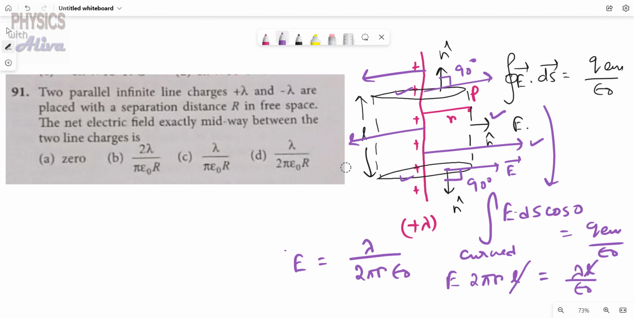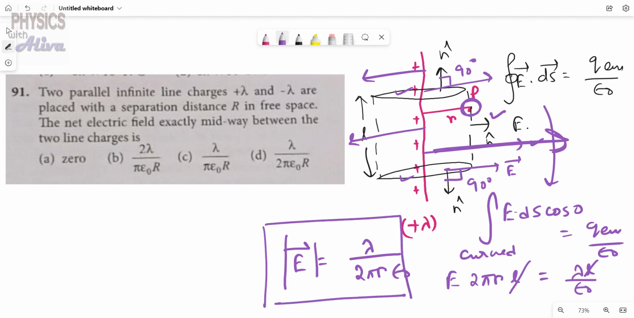Here we are only mentioning the magnitude, and the direction we know is along this side at point P. We are calculating the electric field at point P. Remember the result. We will use the result in this problem.